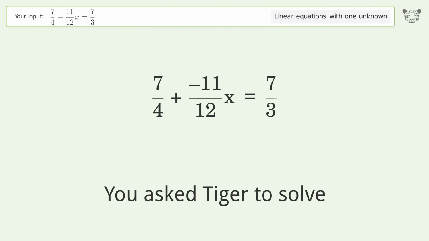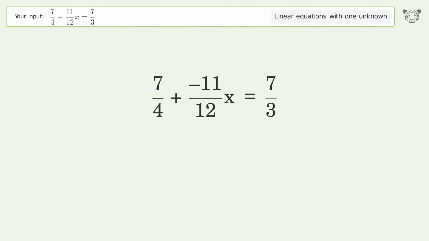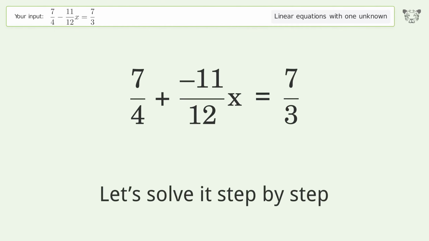You ask Tiger to solve. This deals with linear equations with one unknown. The final result is x equals -7/11. Let's solve it step by step.